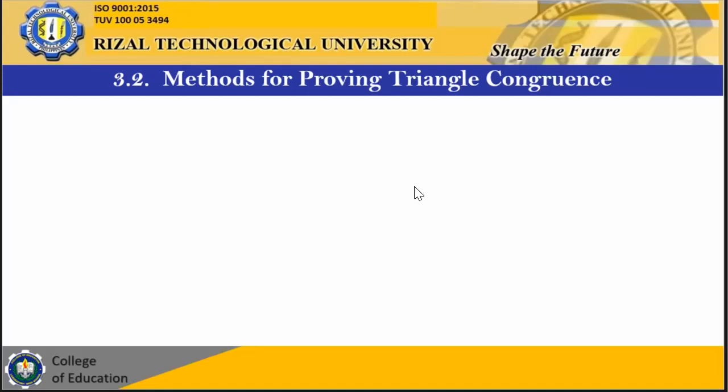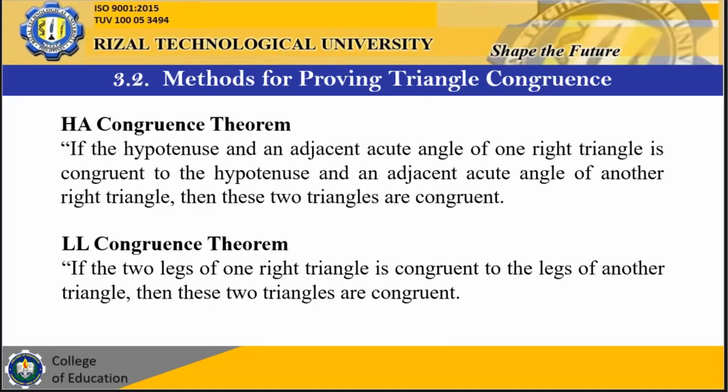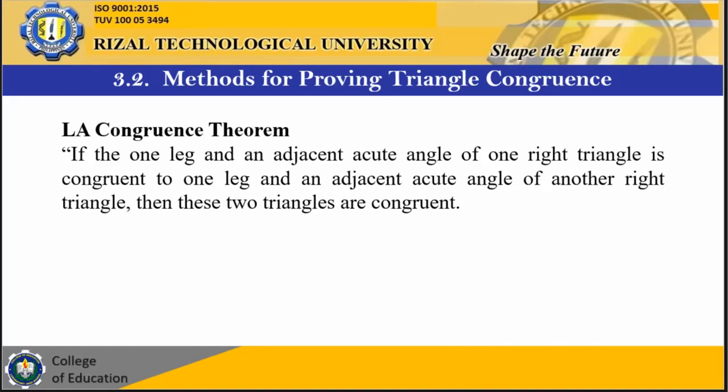Okay, so we will be continuing our discussion on methods for proving triangle congruence. As I mentioned last time, the HL congruence theorem that has been previously proved, the HA congruence theorem, the LL congruence theorem, and the LA congruence theorem are all congruence theorems to prove whether two right triangles are congruent. These are only used for right triangles. But the SSS, the SAS, the AAS or SAA, and the ASA that we call, those are used to prove any two triangles to be congruent. Okay? So let's have an example for this.